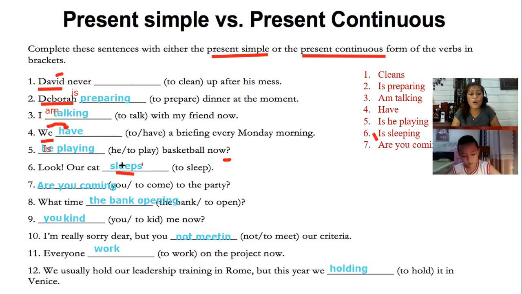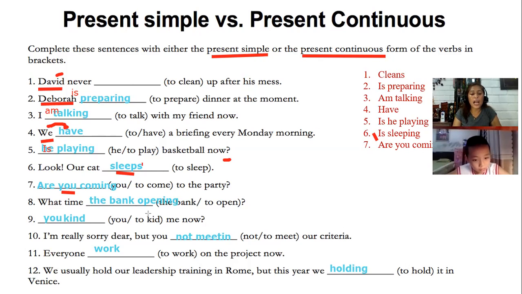Always remember, Keo, that when you use you, the partner of you is R. The partner of I is? Am. Very good. The partner of he and she is? S. Oh, when I say we, it's plural. It could be are or it could be have. Okay? Okay, number eight.